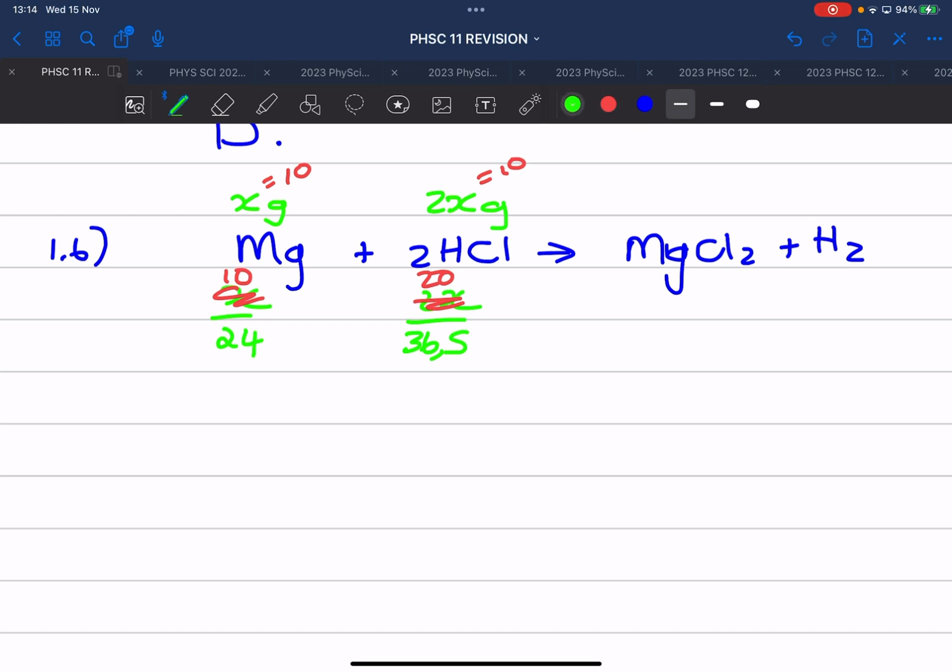Wat is 10 gedeel deur 24? Okay. This is 0.417. And this is 0.55. Right? Okay. So you can see hulle mol is nie dieselfde nie. The mol is not the same, so I can't say yes. This is 1 to 2, sharp.